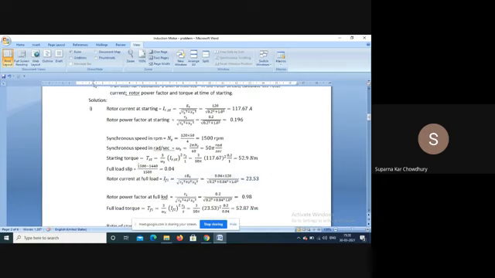This is the value of the starting torque. Now full load slip: this is the synchronous speed, this is the full load speed, so divided by the synchronous speed, this is 0.04, the full load slip. So the rotor current at full load, when the slip is s, the rotor circuit voltage is sE2, divided by the rotor circuit impedance, that is the square root of R2 square plus s square X2 square. So putting the values, we get the rotor circuit current as 23.53 ampere.